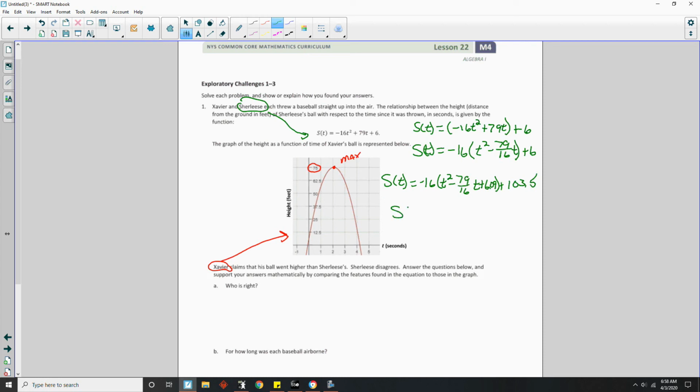Okay, so finally I get S of t equals negative 16 parentheses t, and remember it's going to be this divided by 2, and it's positive. No, it's negative, that's right. It is negative. So it's going to be negative 79 thirty-seconds squared plus 103.5. Okay, finally there's our vertex form. So x is 79/32 and y is 103.5.